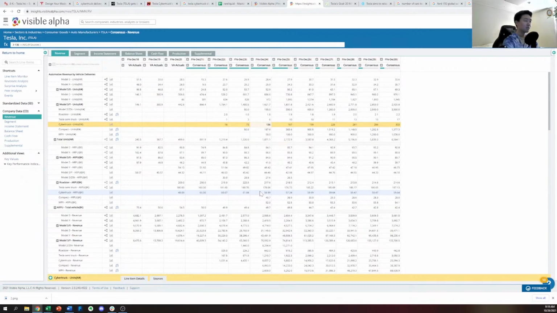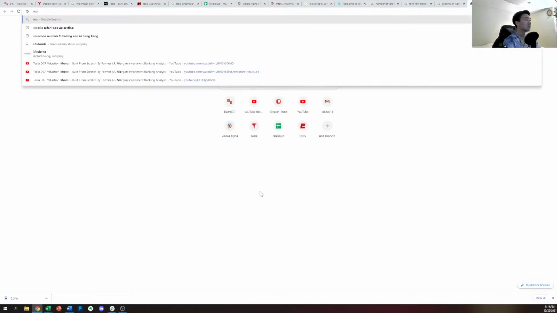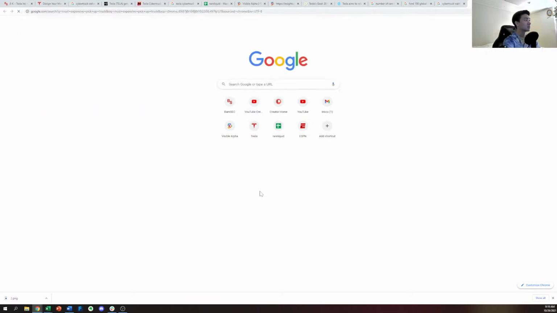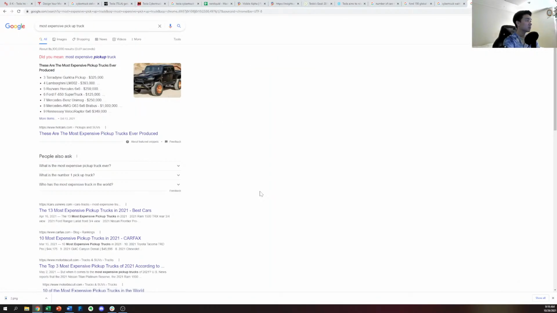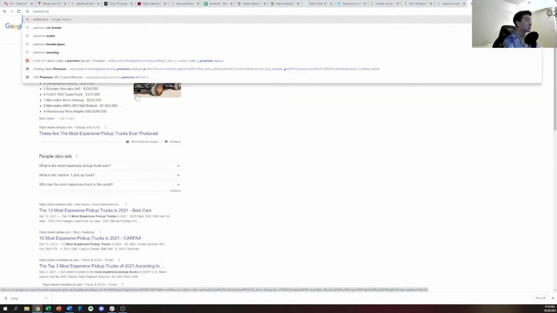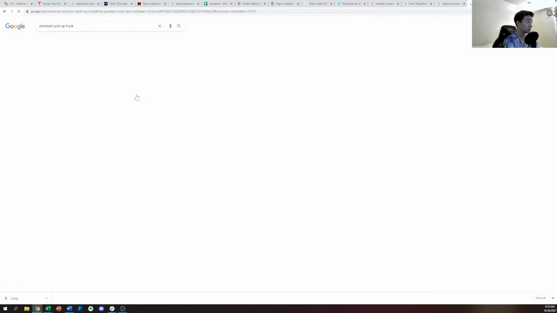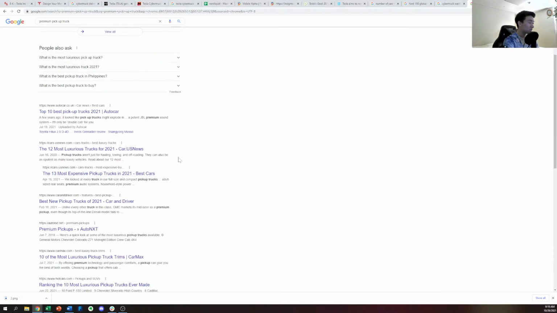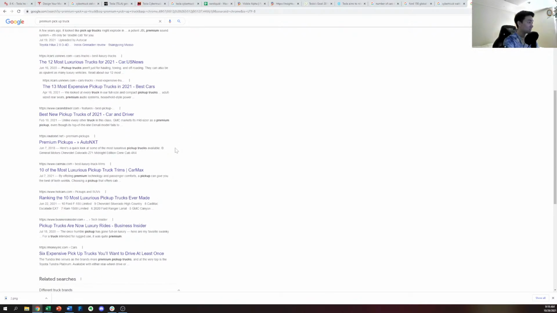But Ford F-150, let's look up the most expensive pickup truck. These are way too expensive. So luxury, premium pickup truck. I don't really know much about trucks. Okay, screw that.